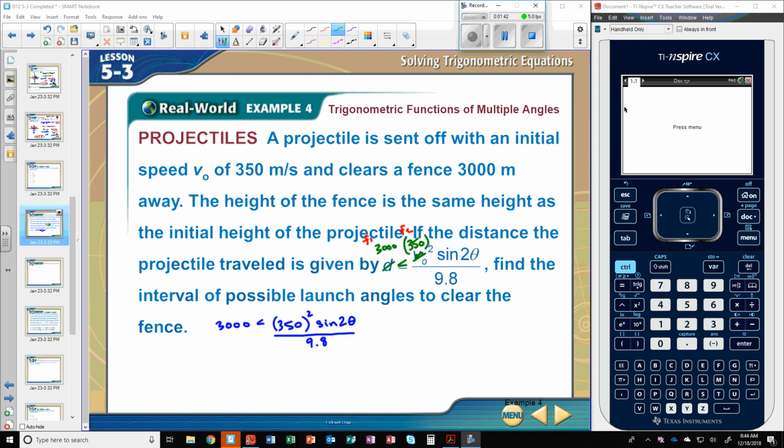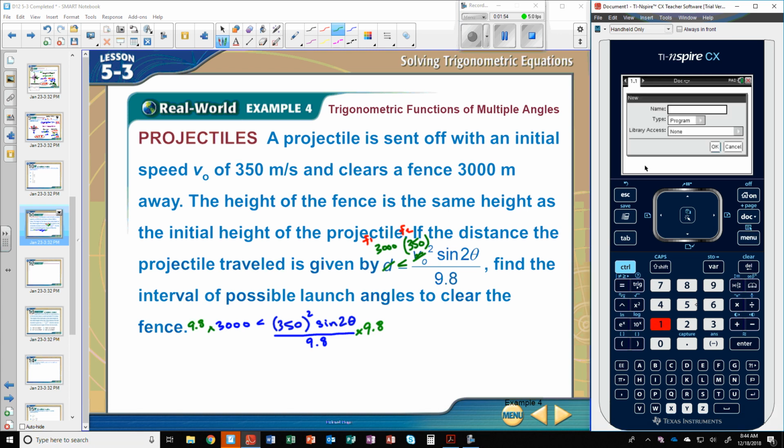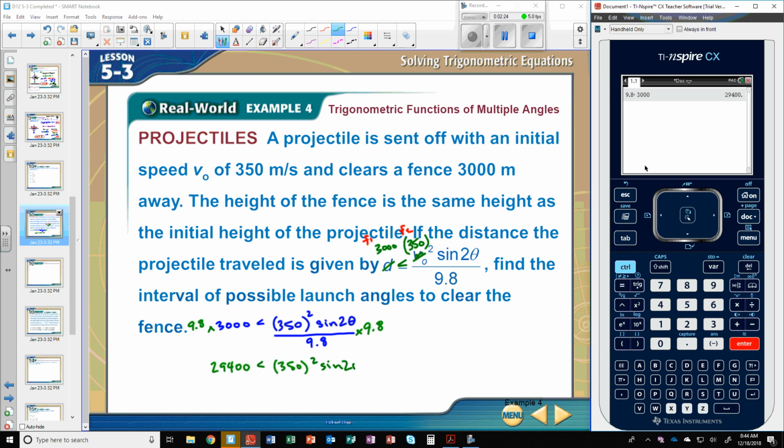Okay, the first thing I would do is get rid of this denominator. So let's multiply both sides by 9.8. Menu, calculator. So we have 9.8 times 3,000, and I get the value 29400 is less than, and we could simplify this out, but I'm just going to leave it here for a second, 350 squared sine 2 theta.